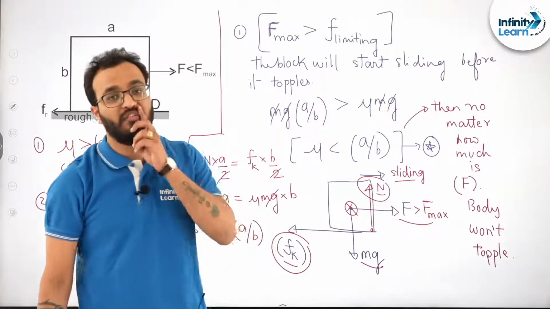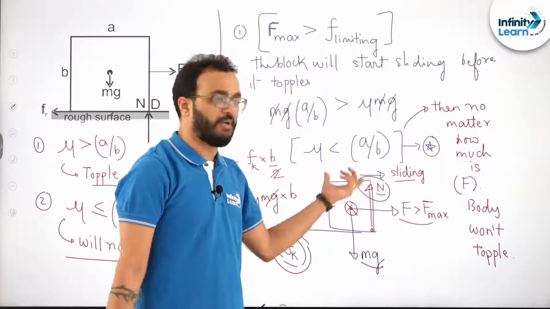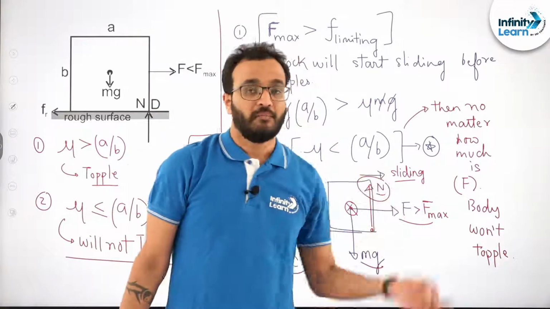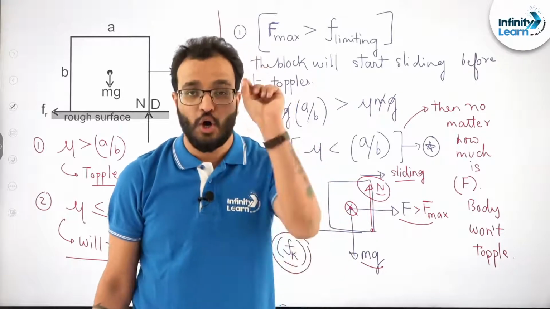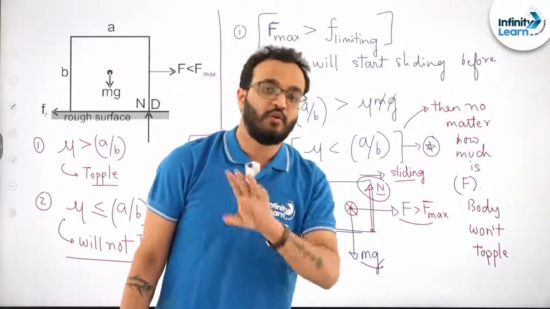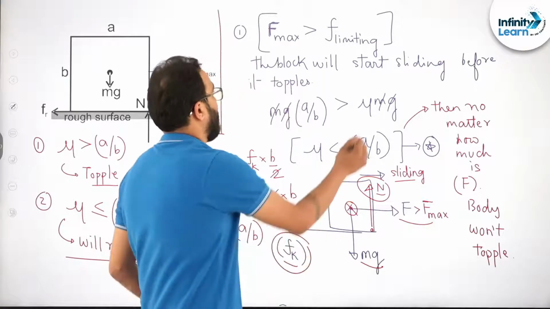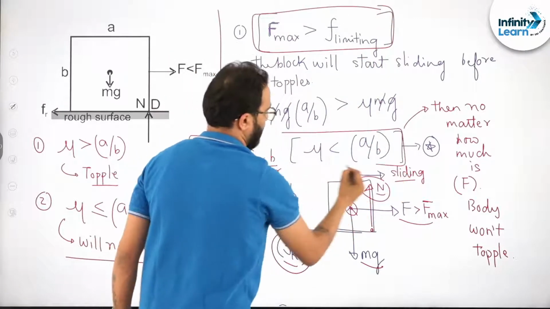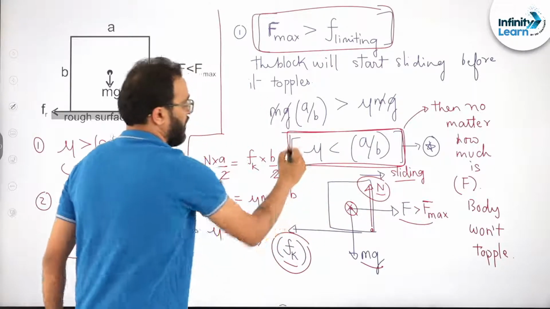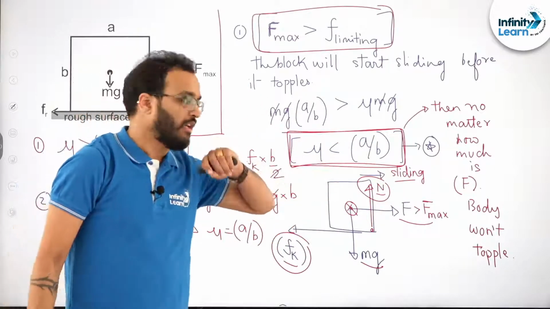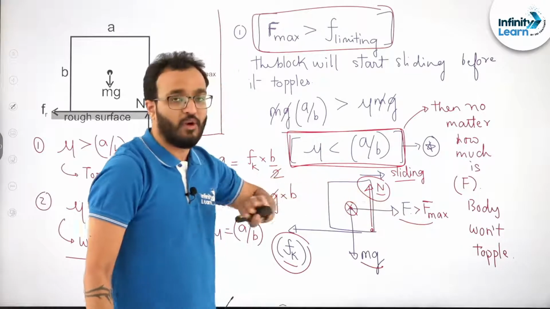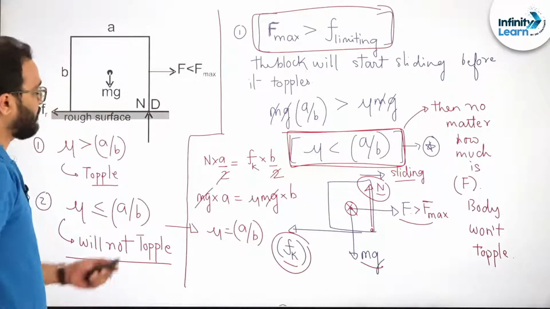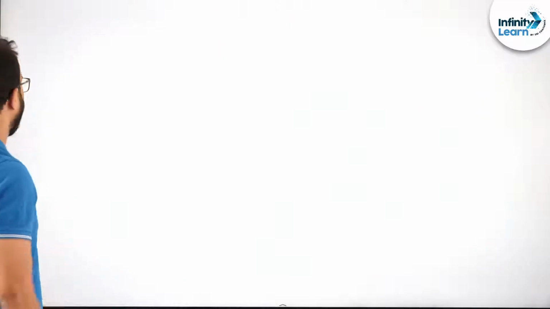So here the only fact is that because F is acting at the center of mass, if the force is acting somewhere else than the center of mass, then obviously even after sliding the block may topple. But if the force is acting on the center of mass, then no matter how much the force is, if you fulfill this condition, the block will not topple. It doesn't matter how much this force is, the block will not topple and it will continue sliding, right?